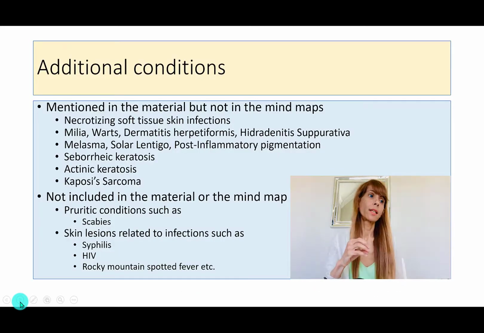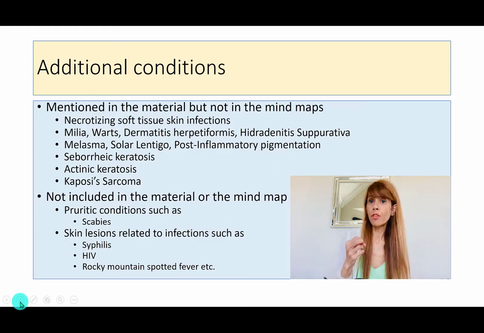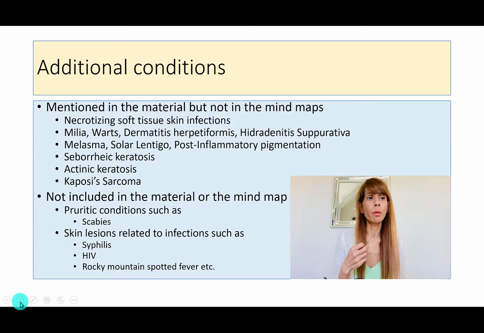So as I said, there are certain conditions that are mentioned in the PowerPoint or in the presentation but are not in the mind map, and these are necrotizing soft tissue skin infections, dermatitis herpetiformis, seborrheic keratosis, actinic keratosis. These are the diagnoses that are in the presentation, but they are not in the mind map.